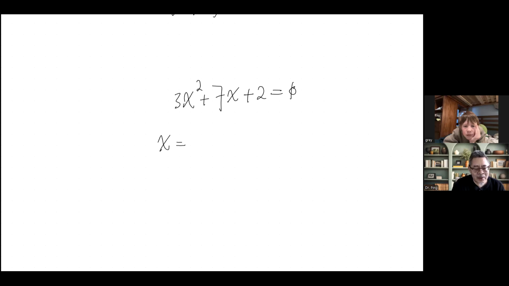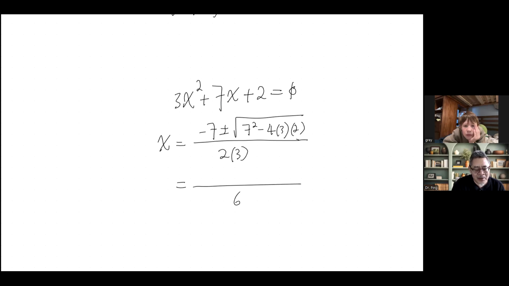So we know our a is 3, so 2 times 3. Our b is 7, so minus 7, plus minus the square root of 7 squared minus 4 times 3 times 2. So therefore, we got 6 on the bottom, negative 7 plus minus the square root of 49 minus 4 times 3, 12, times 2, 24. So therefore, what we got here is minus 7 plus minus the square root of 25 over 6. Then we got negative 7 plus minus 5 over 6.